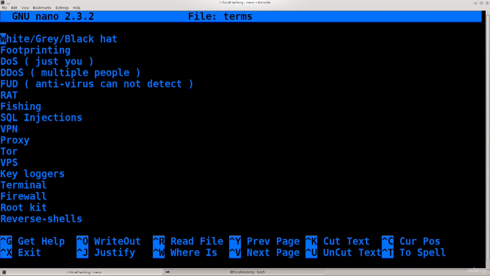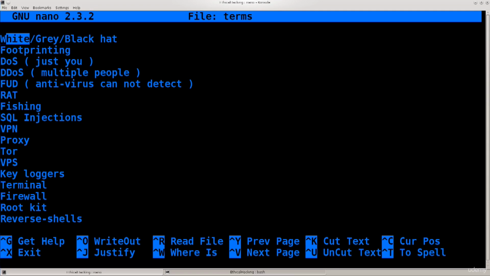Today I will be talking about some of the basic terms which you will need in order to follow this course through. So first off, you have three main categories of people. There are white hat hackers, gray hat hackers, and black hat hackers. Everything that we will be doing falls into this category here.